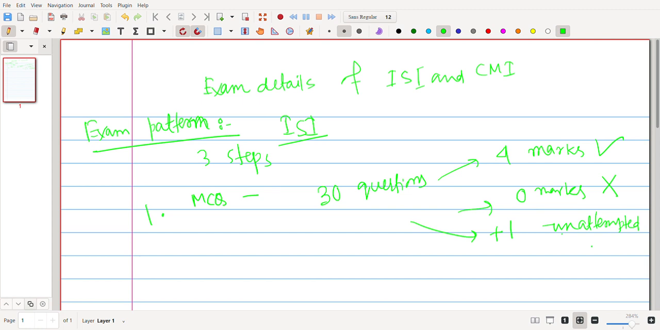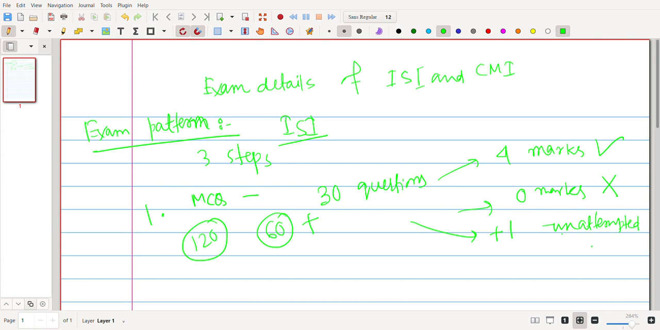So 30 questions are in the MCQ section, and I can tell you the questions of the ISI MCQ are easier than JAM, really easier. Out of 120, if you get 60, then you will definitely qualify the MCQ part, step 1. That is one thing. Sometimes the cutoff comes to 55 or 54 or something like that.